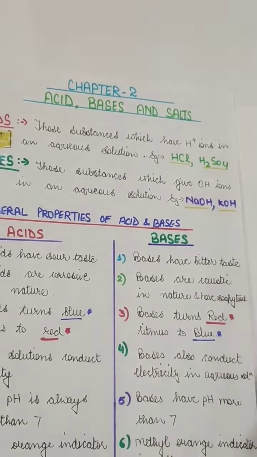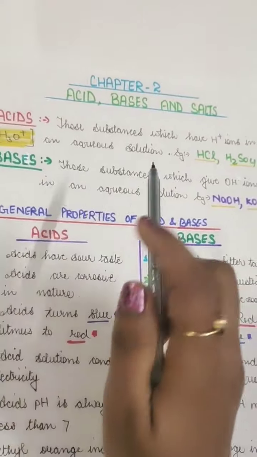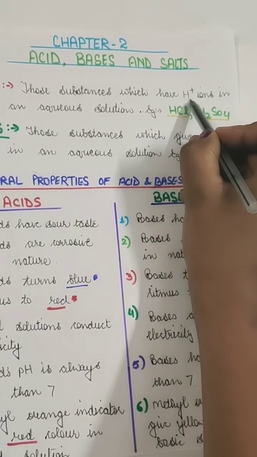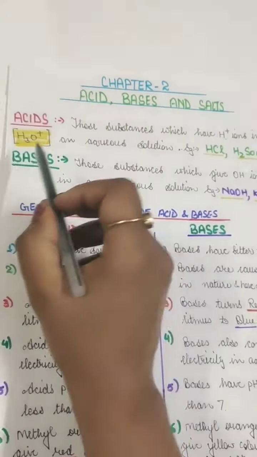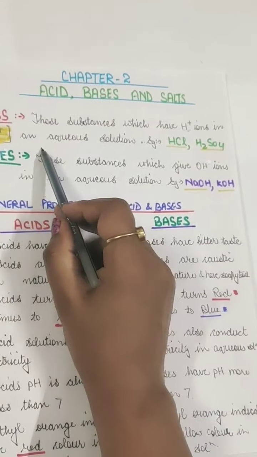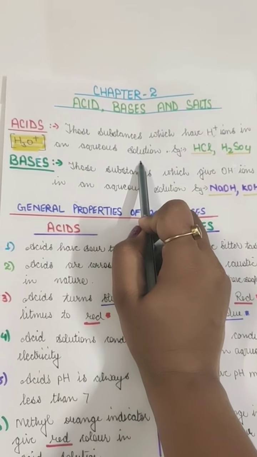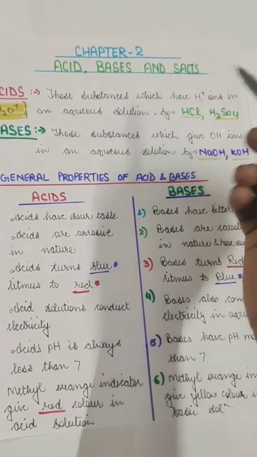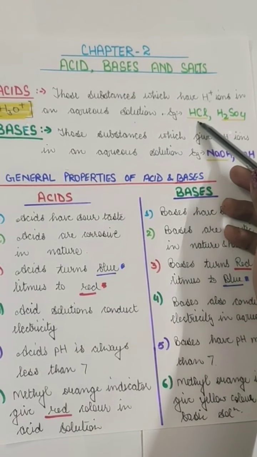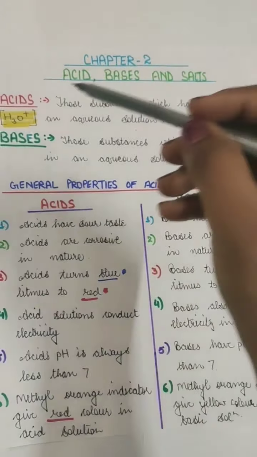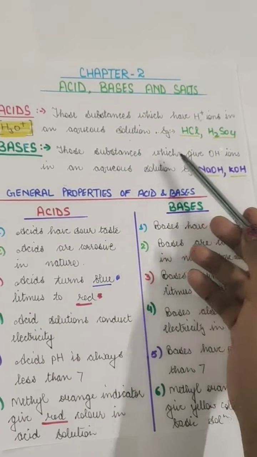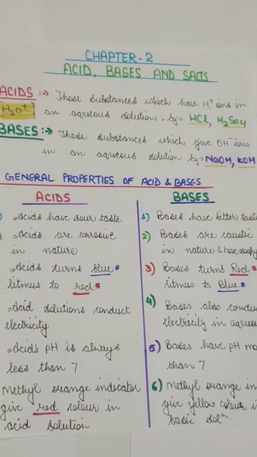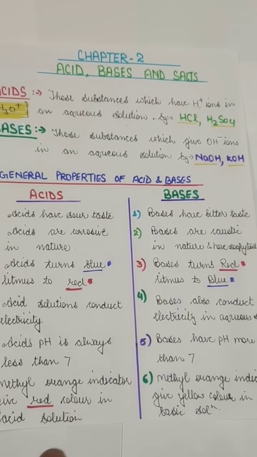So here is the simple definition of acids. Those substances which have hydrogen ion, so this H is called hydrogen ion or hydronium ion in an aqueous solution. That means whenever we mix them in water, they will form an aqueous solution, so they will be called acids. For example HCl, H2SO4, HNO3 and so on. Bases, those substances which give OH ion in an aqueous solution, that is NaOH, KOH and many other bases.